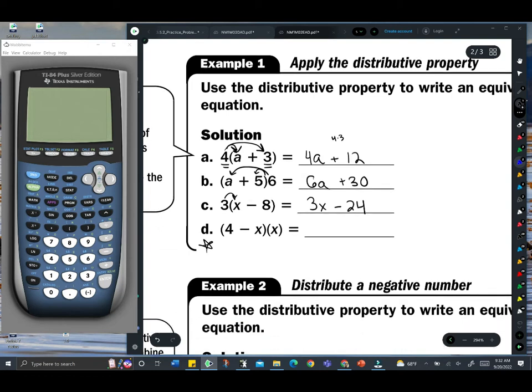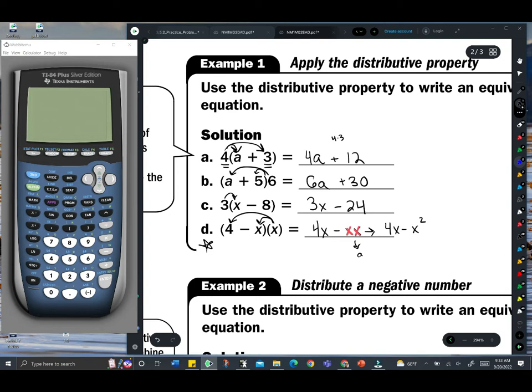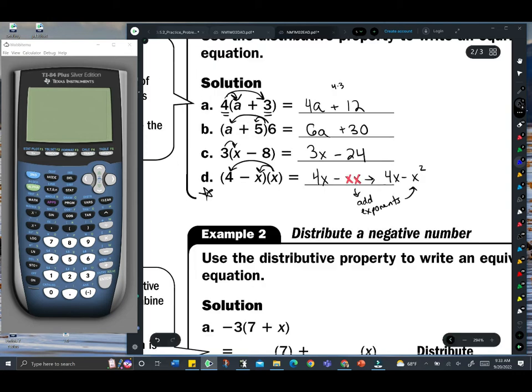Here is an extra special one. When we distribute x to 4, that's 4x. When we distribute x to x, that is minus x times x, which is actually x squared. So make note, when you distribute the same variable to each other, you actually add those exponents. We'll do more with that, but it's a 1 and a 1, it just becomes an x squared. We'll practice some more of that in time, but that's the idea.